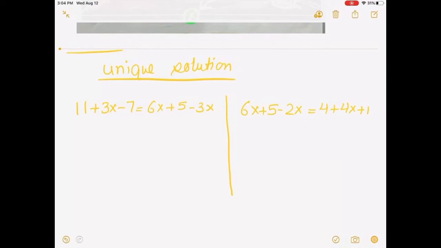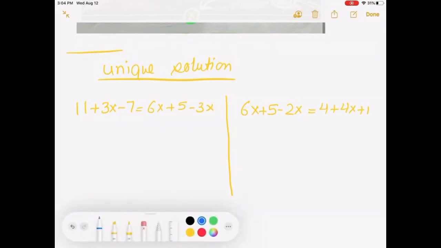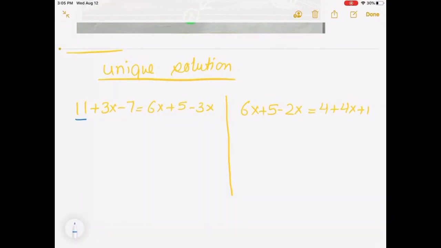Okay, so let's look at the one on the left side. First thing, I'll try combining like terms. Again, I repeat, if you see like terms on the same side, you can follow the signs, but if they are on opposite sides, we do inverse operations. So I see 11 and 7 both on the same side. I'm just going to follow the sign. 11 minus 7 is 4 plus 3x, and on the other side, 6x minus 3x would be 3x plus 5.